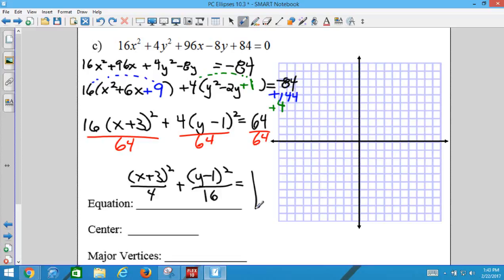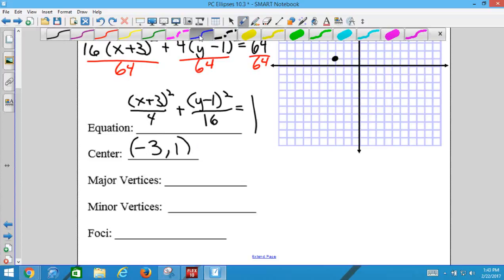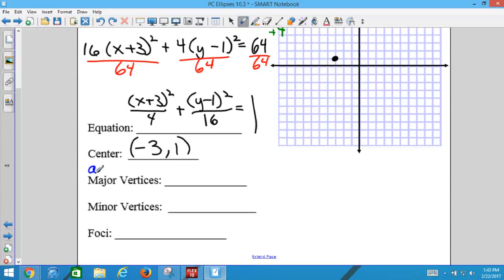So is this going to be horizontal or vertical? It's going to be a vertical one, right? All right, where's our center? -3, 1. So our A value is 4. So we're going to take the center and we're going to change the vertical number, 1 plus or minus 4.